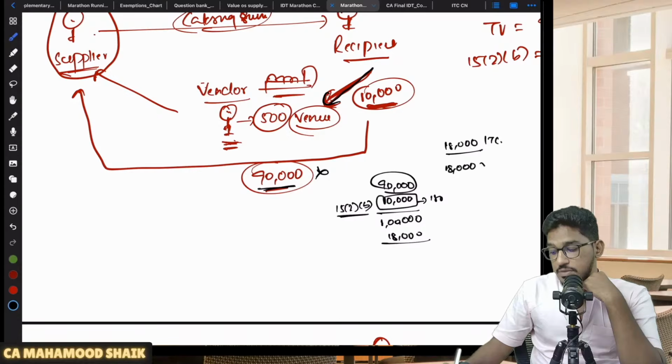So if I calculate 18,000 rupees into 90,000 divided by the total 1 lakh, so 90%, which will come to 16,200. Only 16,200 ITC I am required to reverse.